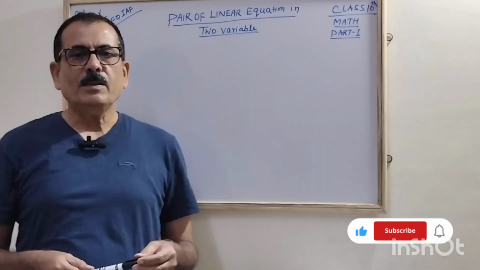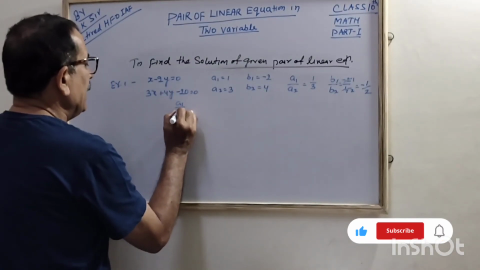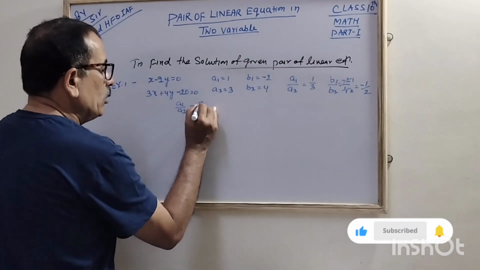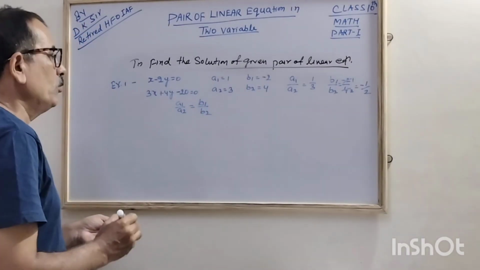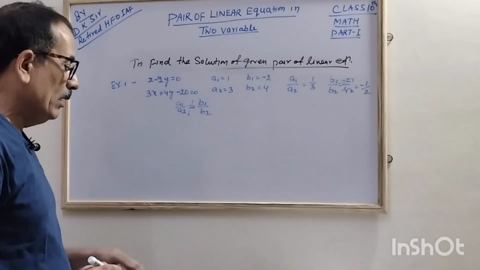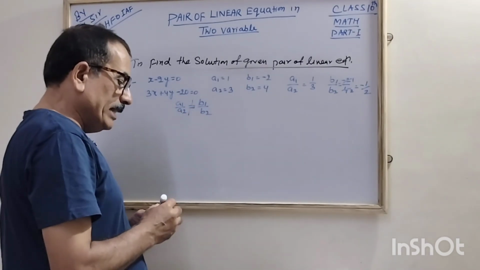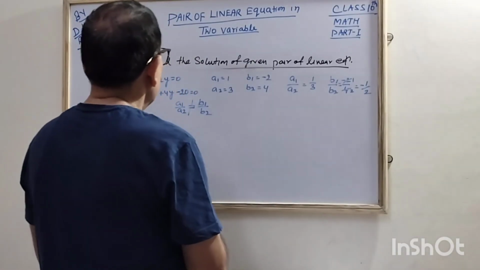So what do we find here? We find that a1 by a2 is not equal to b1 by b2. It is not equal to b1 by b2. Means what type of equation will this be? Hence we can say they are consistent.